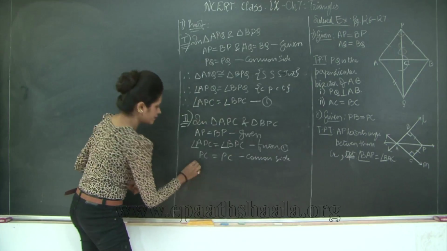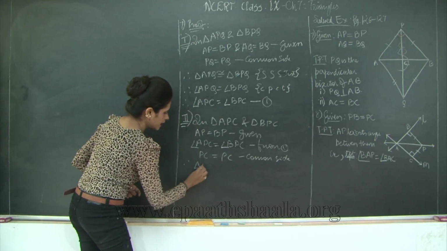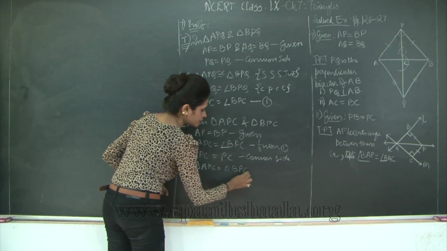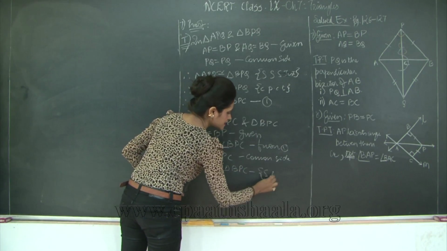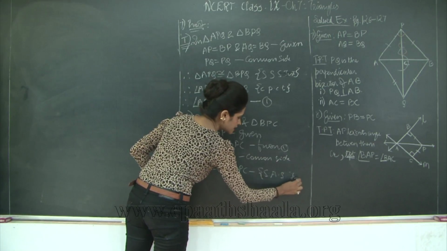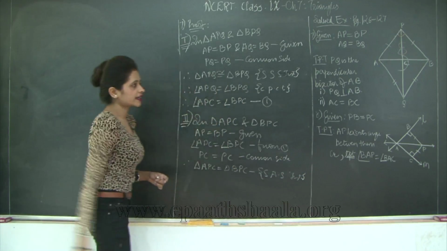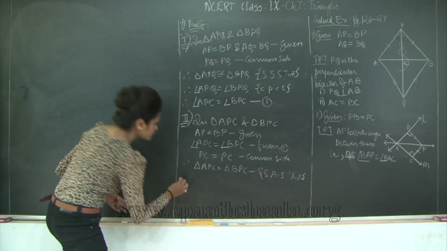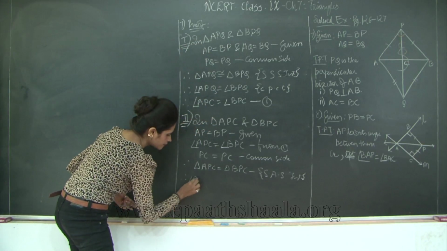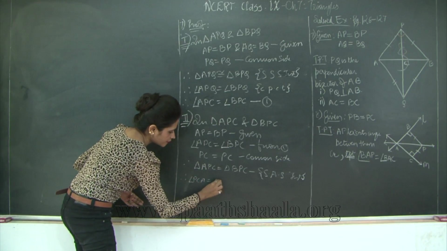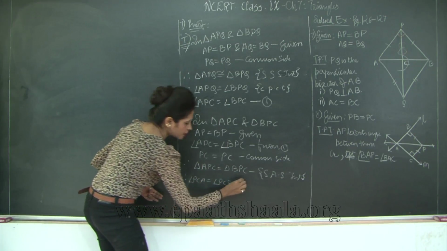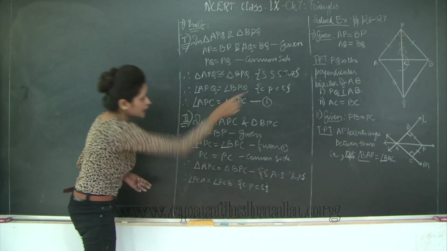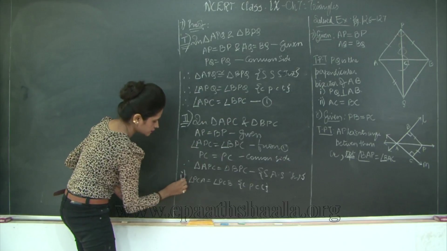Therefore, what do I have? Triangle APC is equal to triangle BPC by the side angle side test of congruence, the SAS test. Therefore, what can I say? That angle PCA is equal to angle PCB, by corresponding parts of congruent triangles. So now we are proving 1. So I will just write 1 here.